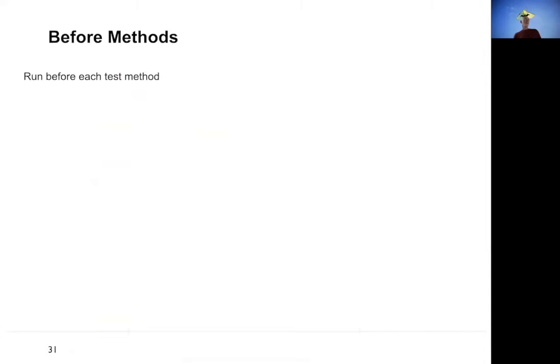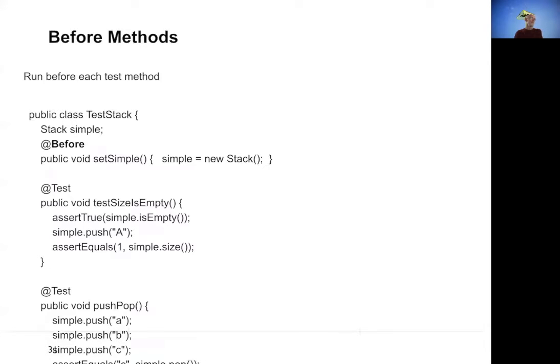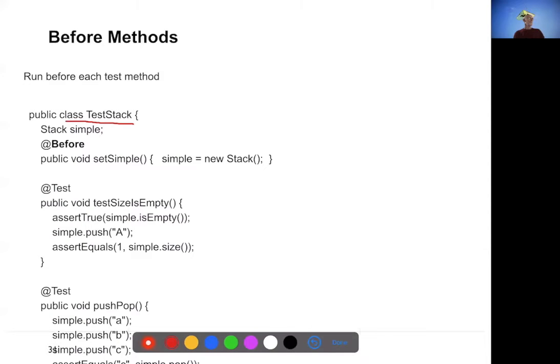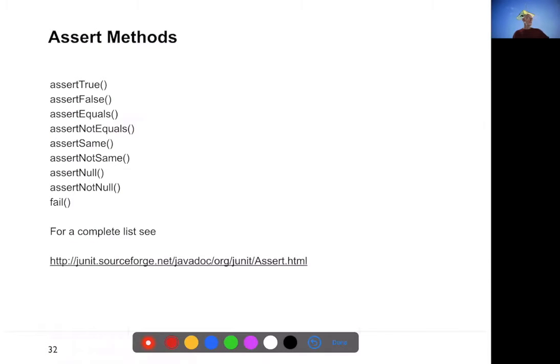There are before and after methods. A before method is designed to run before every test method is run. So here's my test class, and I mark this as before. So every time a test method is run, that method is going to run first. It's just there to allow us to do some setup that's used by all methods, right? So now I don't have to, inside my test methods, create that stack each time. I can assume it already exists. A bunch of different asserts. After methods, we can tear things down. We can also have a method run before the test class is run, so we do global setup for our entire class. Your various options.